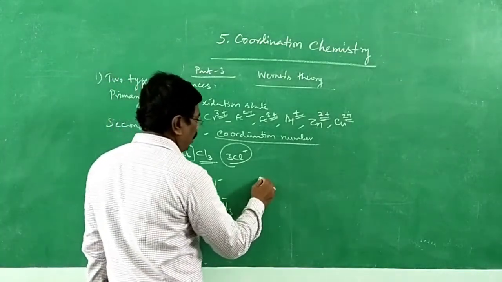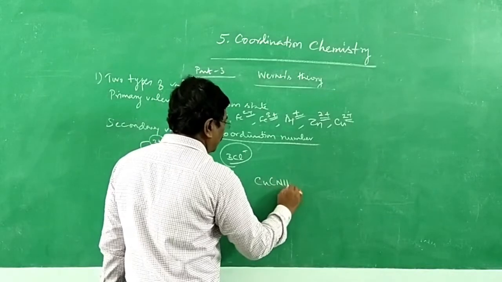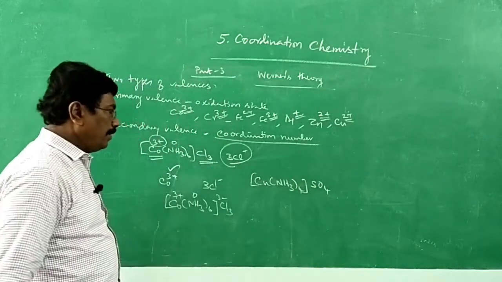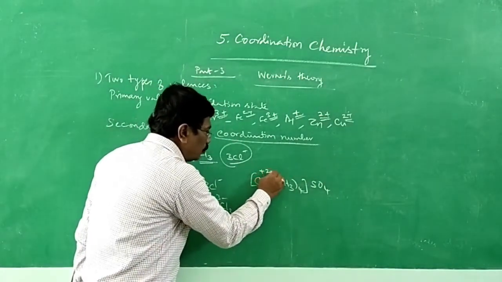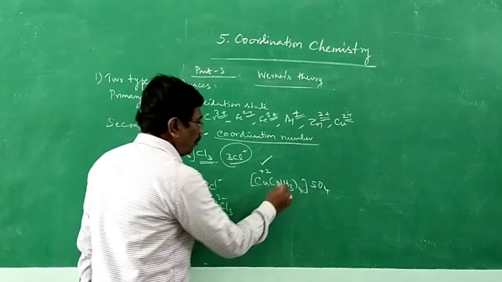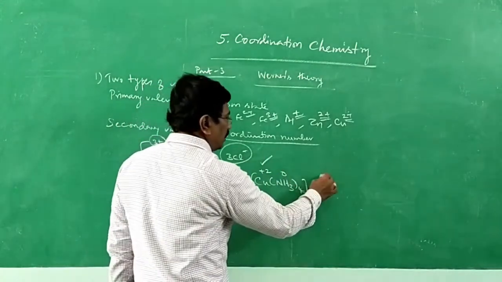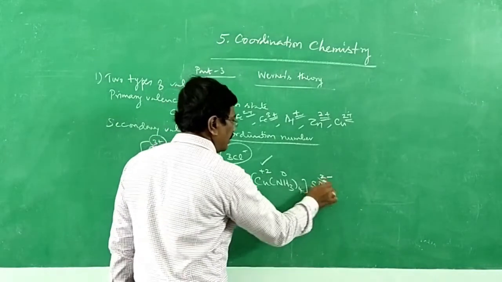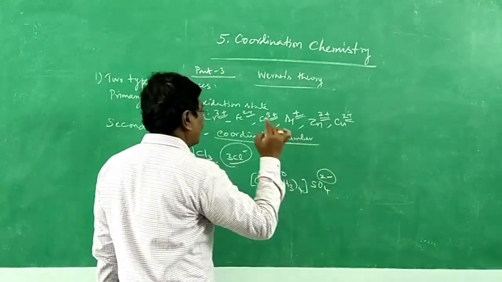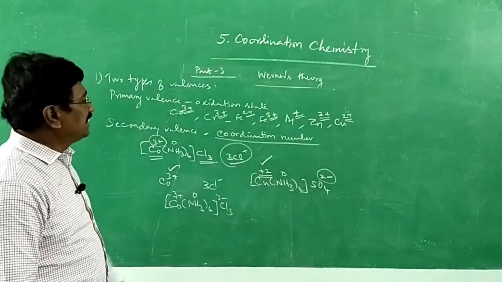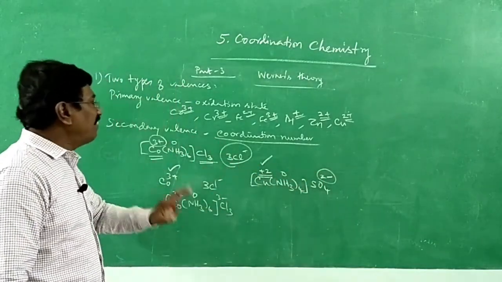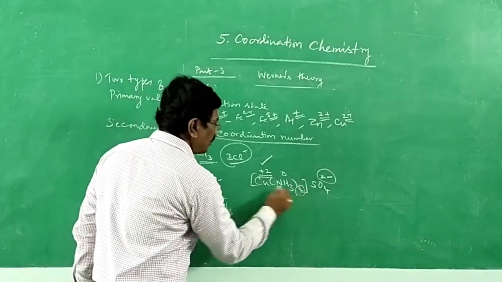If I write the tetraammine complex, this is yet another complex. Here the charge on copper is +2, the primary valency. Ammonia is 0, and the 2 minus is the secondary valence. So primary valency is the oxidation number, and it is satisfied by negative ions. Secondary valency is said to be the coordination number. 4 is the coordination number for copper.